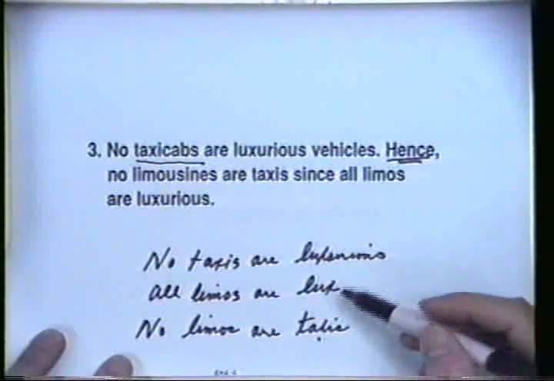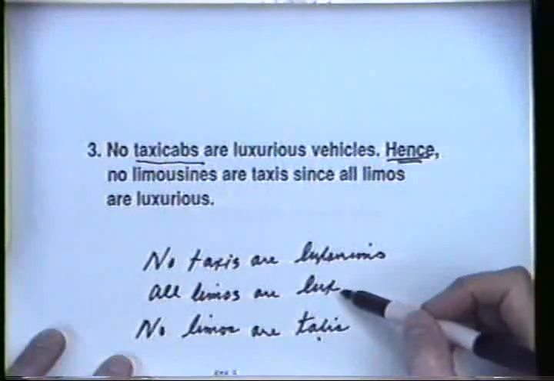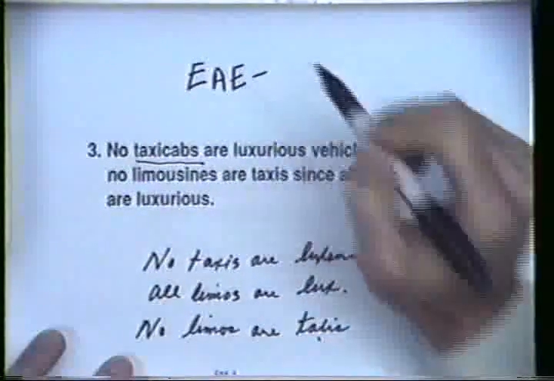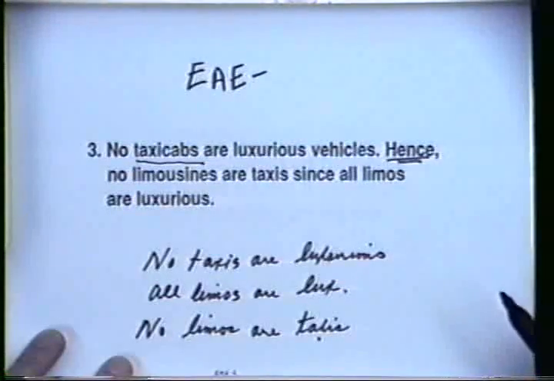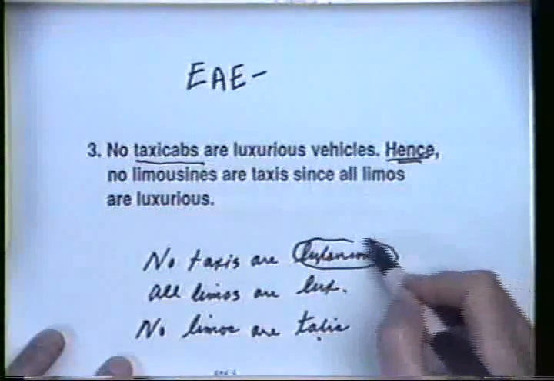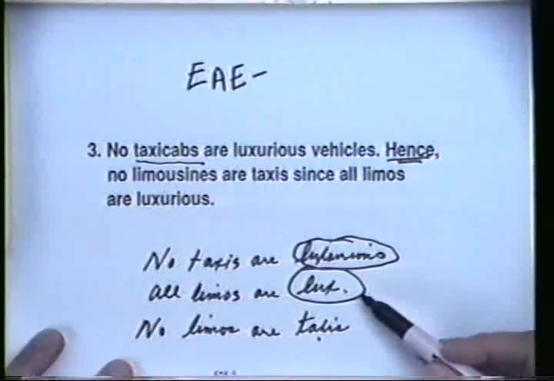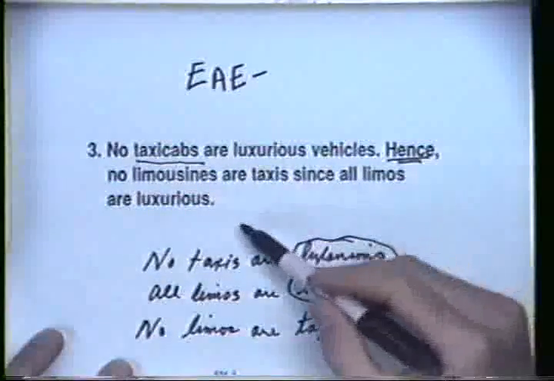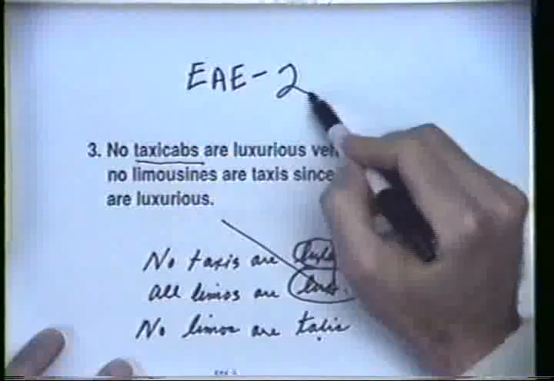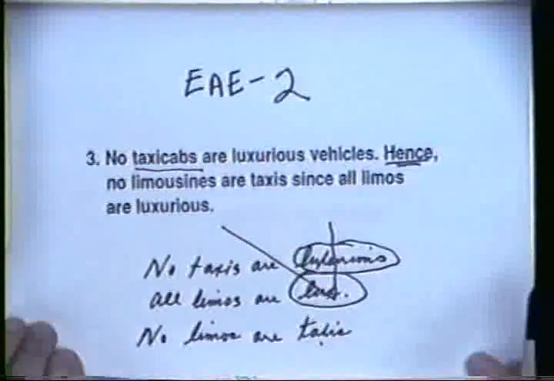What's the mood? Well, we have 2 E sentences here, and the middle sentence is an A, the universal affirmative. So we have E-A-E as the mood. And what's the figure? Well, remember we have to find the middle term. The middle term here is luxurious, and it occurs in the predicate position of each of the premises. And remember, that then makes, as it were, that part of the shirt collar, which is figure 2. So EAE2, the answer to number 3.